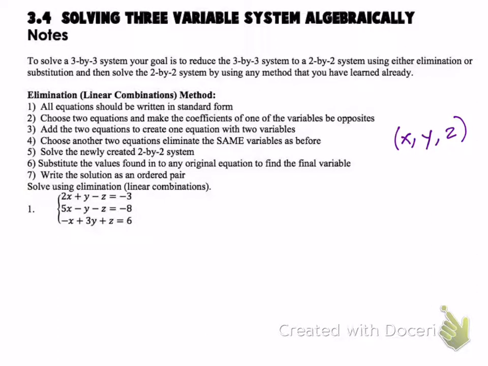But if I look at the last two equations here and here, what is a variable that I can go ahead and eliminate? Z. I can already go ahead and eliminate z. So then I'm going to combine, and it's going to become 4x plus 2y equals negative 2.